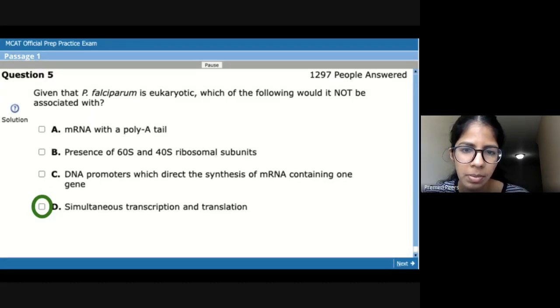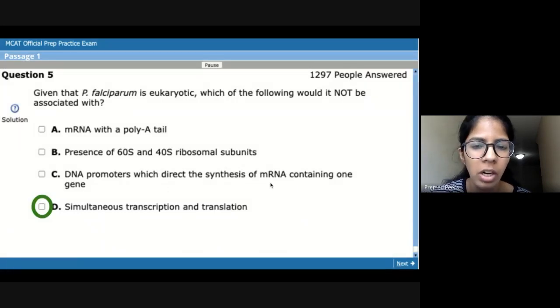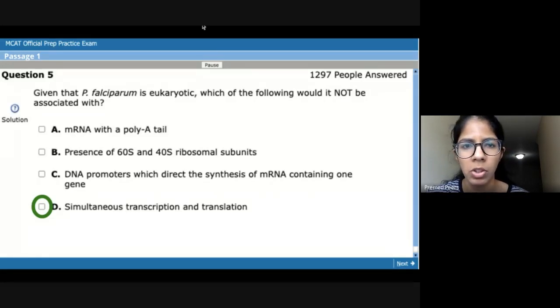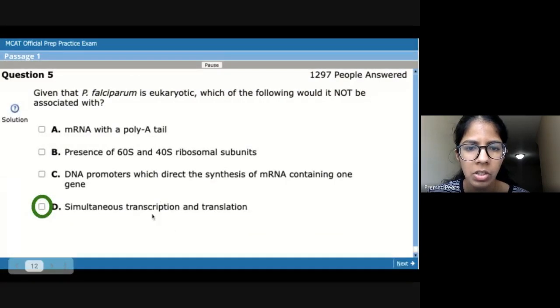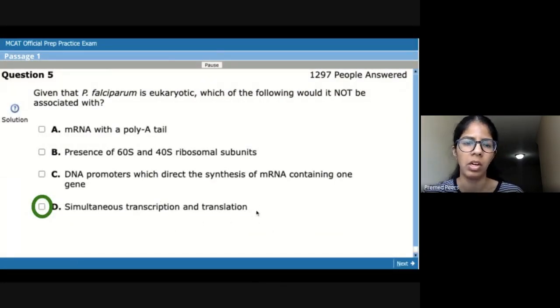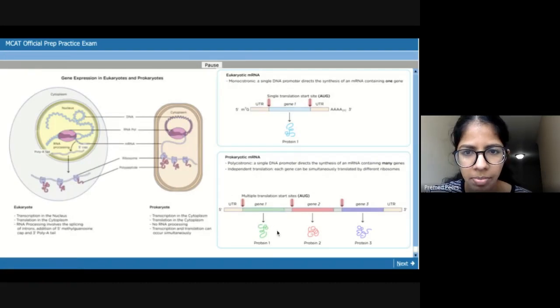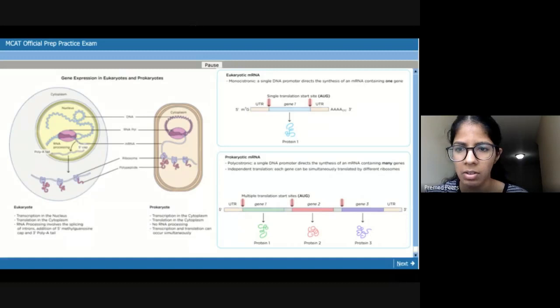And then mRNA containing one gene is in eukaryotes. In prokaryotes, mRNA can code for multiple genes on the same mRNA. And then simultaneous transcription and translation can only be in prokaryotes, because in eukaryotes, transcription occurs in the nucleus, while translation occurs in the cytoplasm, whereas in prokaryotes, both occur in the cytoplasm, so they can occur simultaneously. So this is just a summary of that. Again, a pretty fundamental concept to get down.